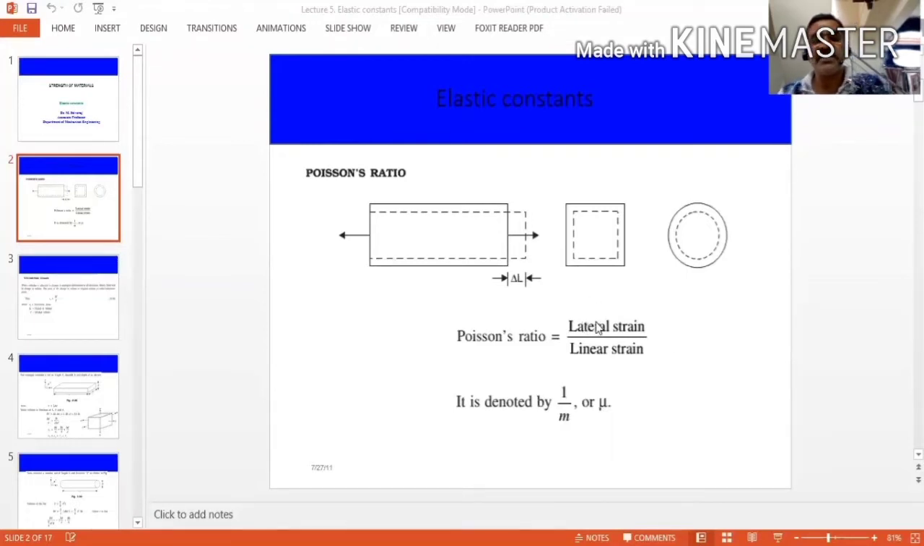So now Poisson's ratio is lateral strain by linear strain. It is denoted by 1 by m or mu. Most of the cases we will be using mu. In some books 1 by m is also used. Now what is Young's modulus? Stress by strain is equal to Young's modulus. Already we have discussed. One of the important terms is Poisson's ratio also. It is lateral strain by linear strain.